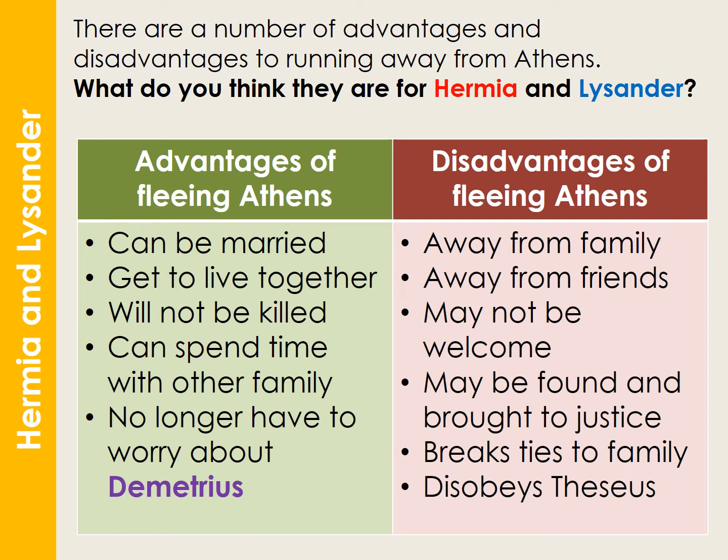Here are some answers that you may have come up with. If they're already on here that you haven't thought of, you may want to pause the video at this point or stop the PowerPoint and make a note from them so you have all of the ideas in one place. Some of the advantages of fleeing Athens is that Hermia and Lysander can actually be married and live together. They'll be able to spend the rest of their life. There's also quite a big advantage that Hermia will not be killed, and that they can spend time with the other family, with Lysander's aunt, and they don't have to worry about Demetrius coming after them anymore.